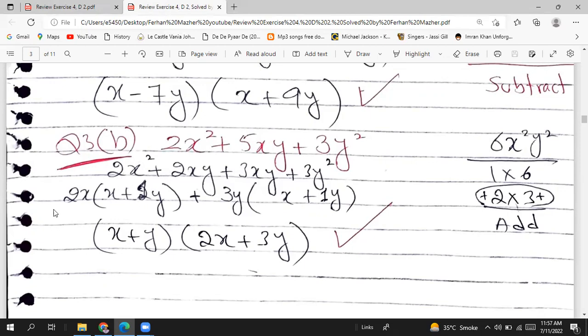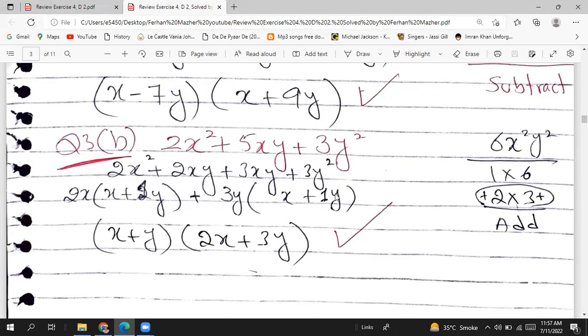From the first two terms, you can see 2x is common. Divide the 2x squared by the 2x and you get x. Divide 2xy by the 2x and you get 1y. Bracket close, plus. From the last two terms, 3y is common. Divide the 3xy by the 3y, you get x. Divide 3y squared by the 3y, you get 1y.